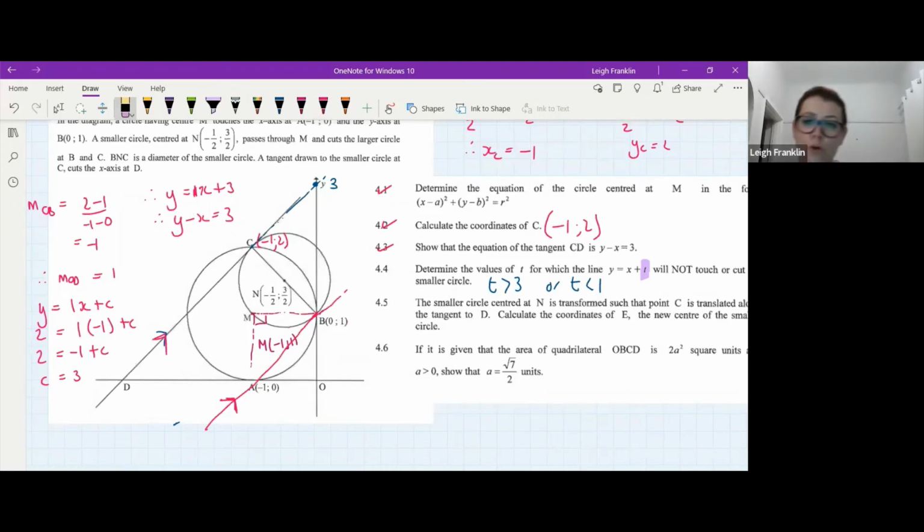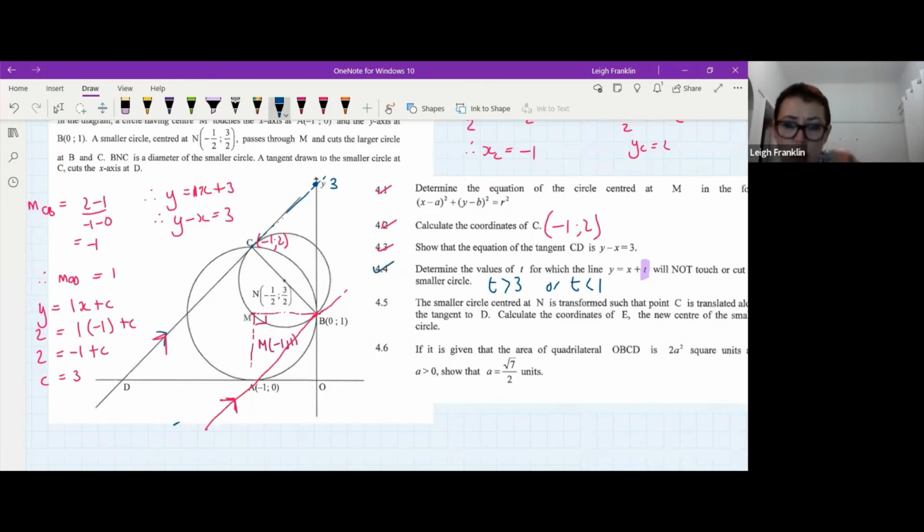All right, so the values of t for which these two straight lines will not touch the inner circle is when t is bigger than 3, because then DC would have moved up. And it has to be smaller than 1 because the line through B would have had to move down. Does that make sense to everyone? Yes, ma'am. Okay.